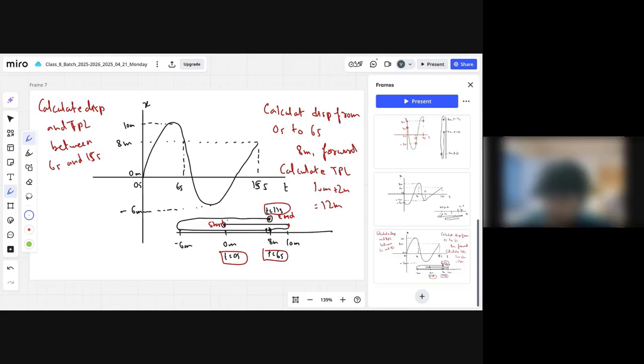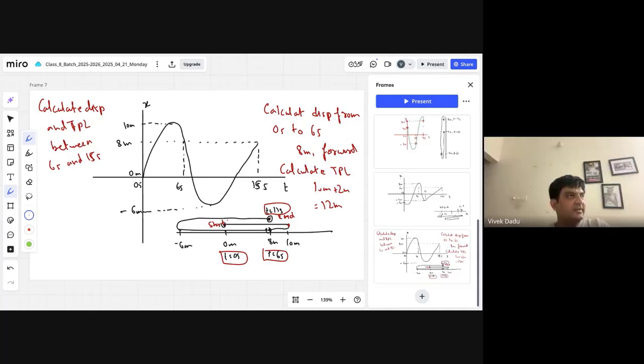Sir, which direction is the displacement? That you have to figure out.